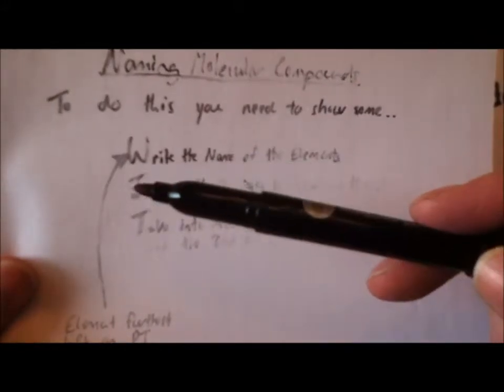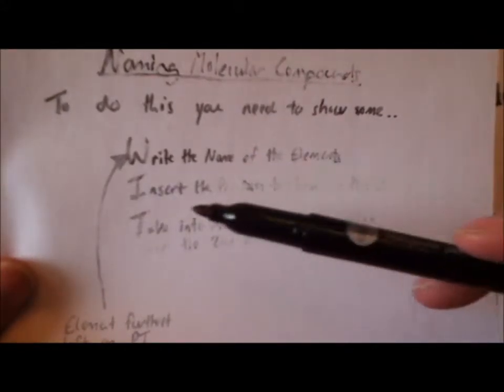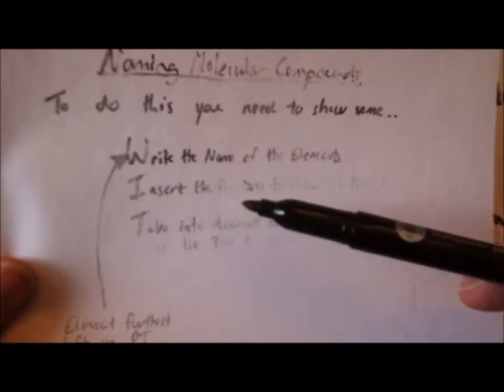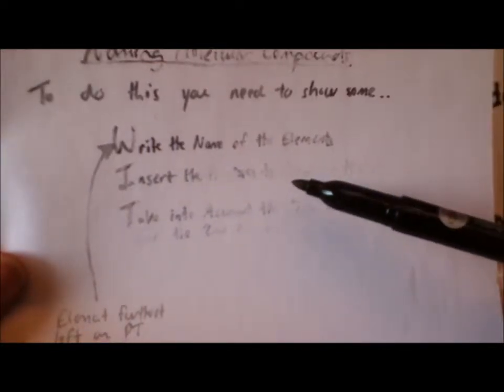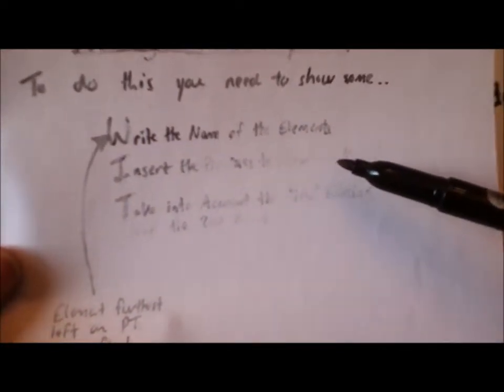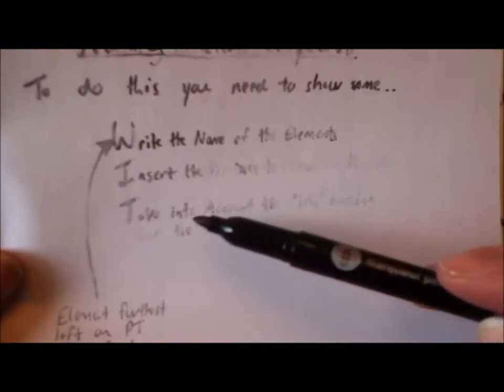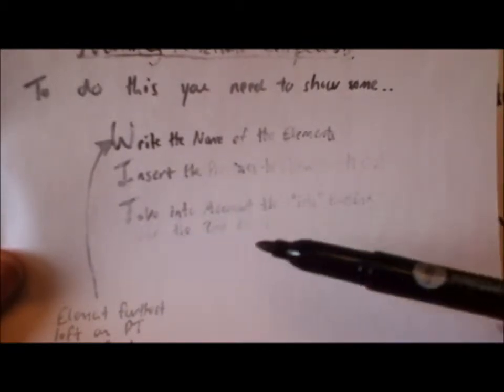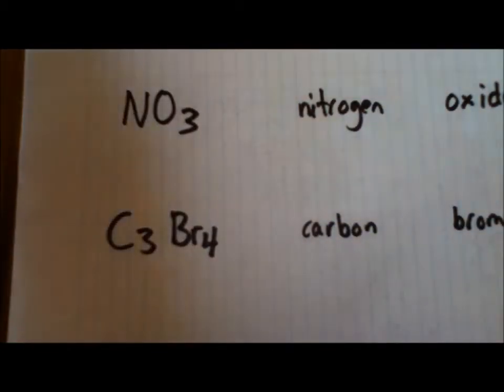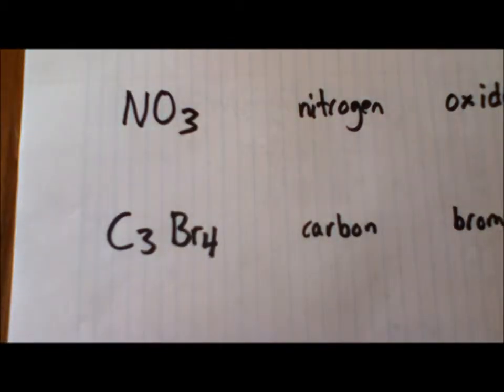In order to write names for molecular compounds, you have to show some WIT. W: write the names of the elements. I: insert the prefixes to show the number of atoms you have for each of those, and then take into account the IDE ending on the second name. Let's kind of fade it there a little bit. So we're going to try and do that here.